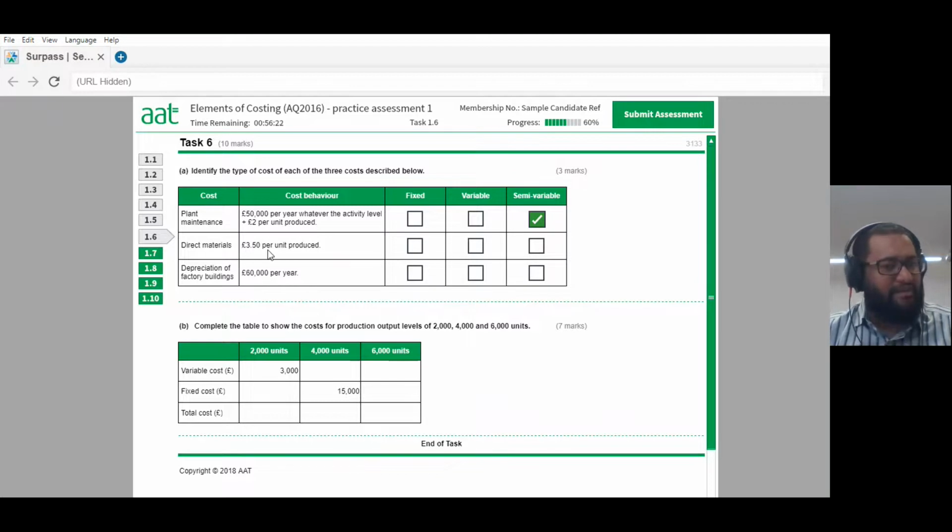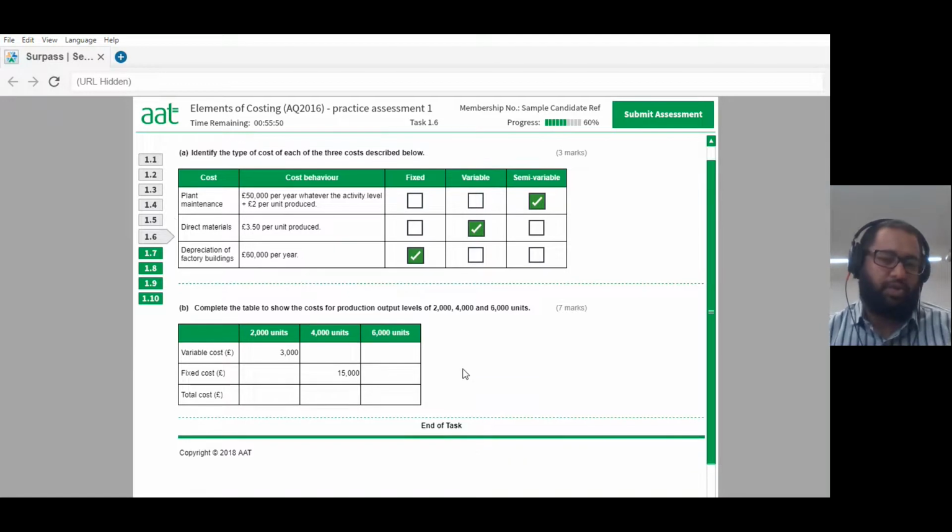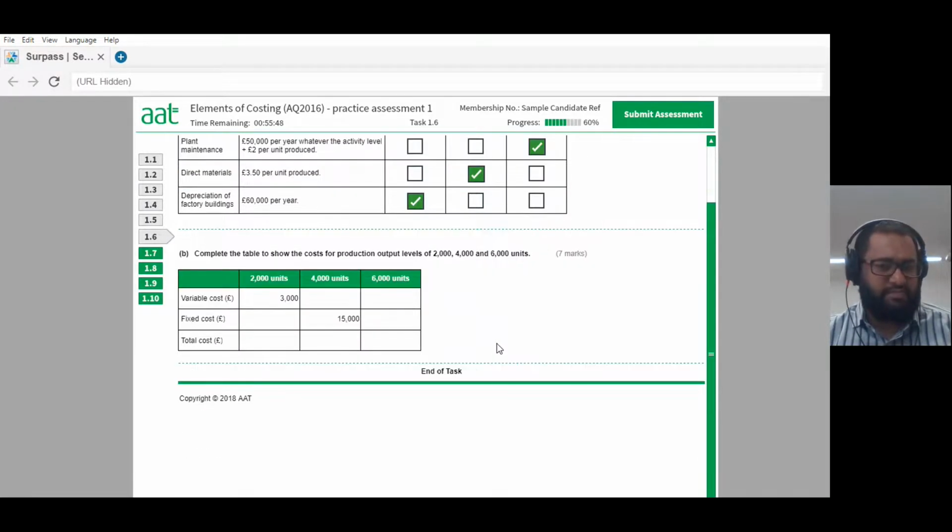Direct materials, £3.50 per unit produced. That means every time I produce one item, it keeps on increasing. 2 items is going to be £7, 3 items £10.50, 4 items £14. It's going to be a variable cost. But the depreciation of the factory building, £60,000, will it matter how many items we produce? No. It is an expense we have to bear, and that one will be going as a fixed cost added to your calculations.